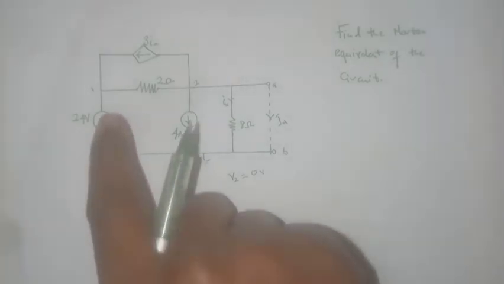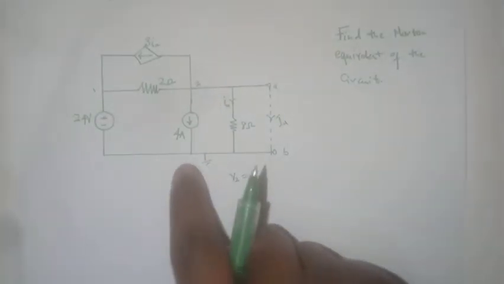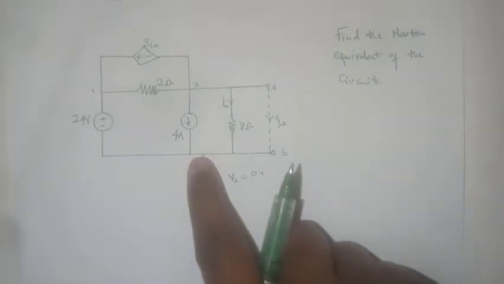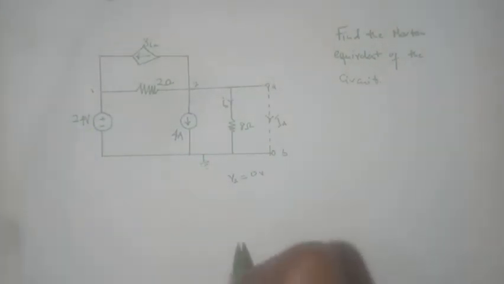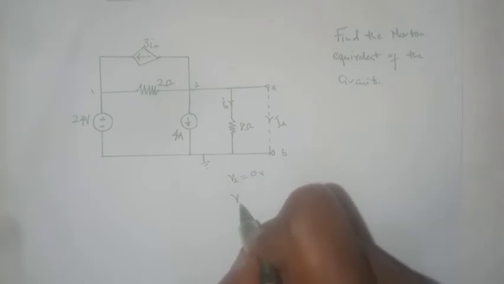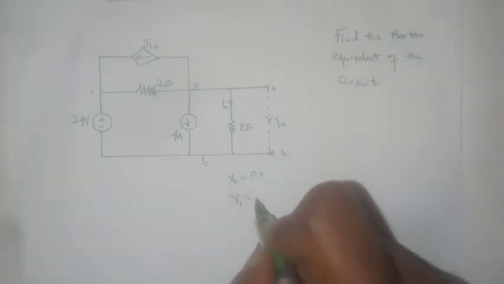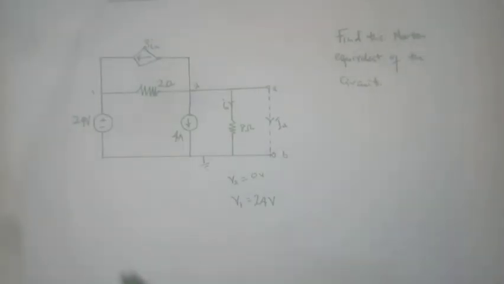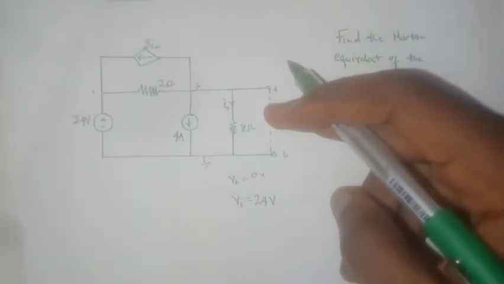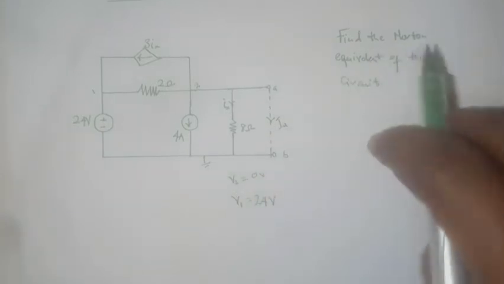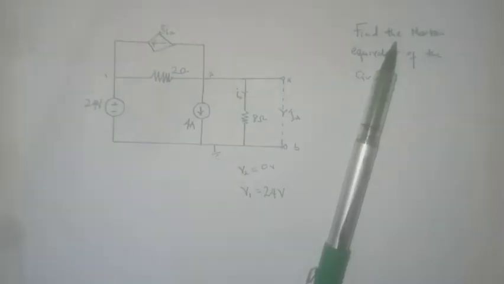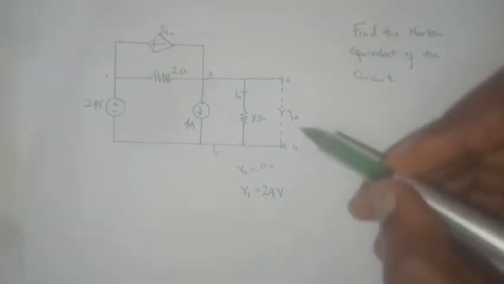And you can see that this node has a 24 volt power source in between it and the reference node, so we know that V1 equals 24 volts. So we know the values of V1 and V2. We will now proceed to find the value of I_N.